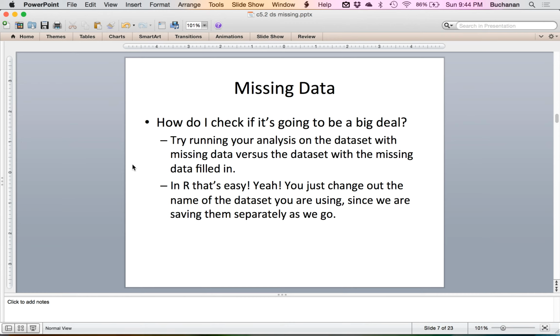So I could try running the analysis with the missing data set and without the missing data. So imputed versus not imputed. So we're going to create a different data set here. And the great thing about R is it's really easy. You just change the name of the data set you're using once you get to your analysis. The bad thing about doing that in SPSS is you have to save as multiple different data sets or use the filter function. And so this is one reason I like R, is because it allows me to do this sort of thing very easily.